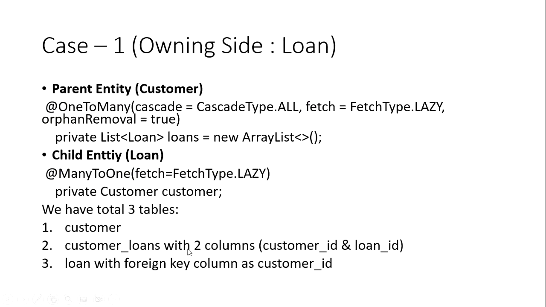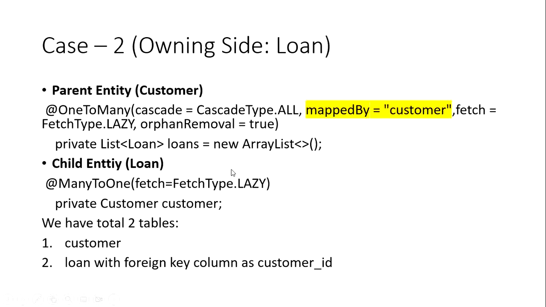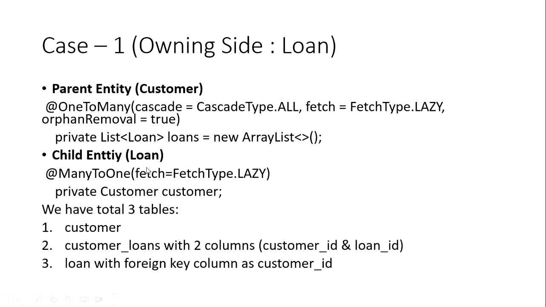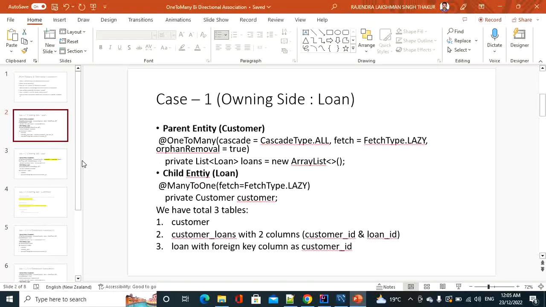So in case one, whenever we have this type of association with @OneToMany, internally it has created a total of 3 tables: customer, customer_loans and the loan table. Within the loan table, because of this @ManyToOne, here if you see, I guess now I can highlight.